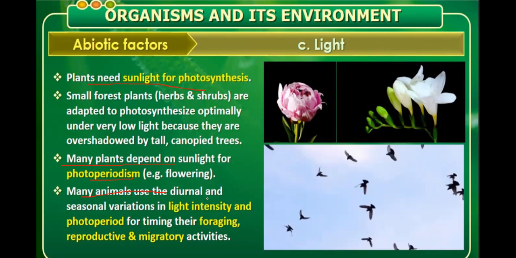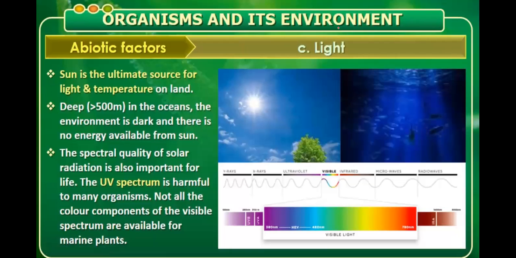Many animals use the diurnal and seasonal variation in light intensity and photoperiod for timing their foraging, reproductive, and migratory activities. So light is also a very important abiotic factor. The sun is the ultimate source of light and temperature on land. Deep sea means more than 500 meters in the ocean. The environment is dark and there is no energy available from the sun. In the deep sea, sunlight cannot penetrate.